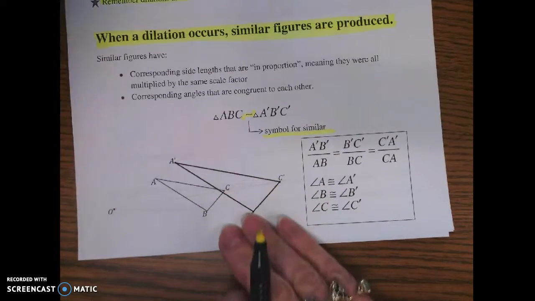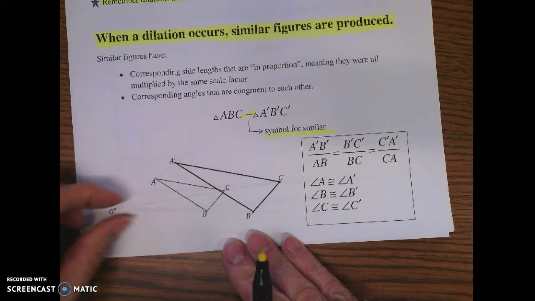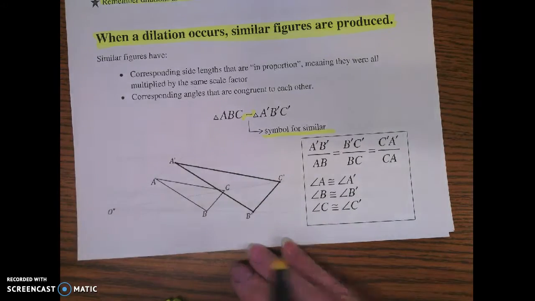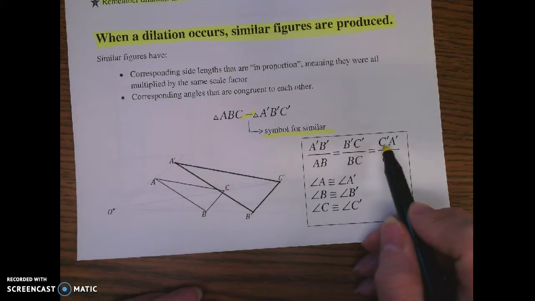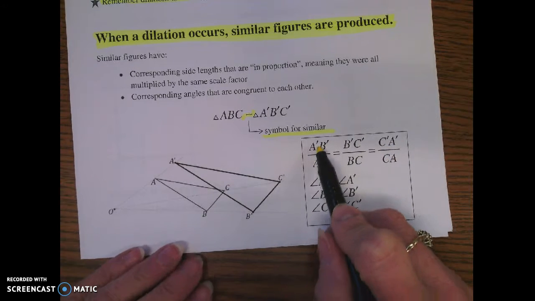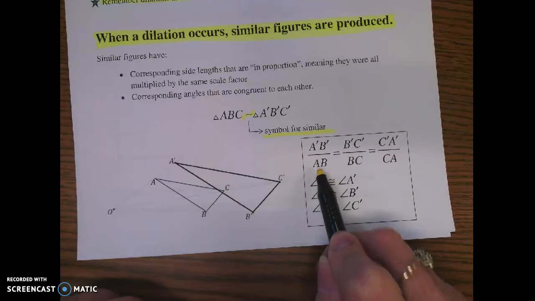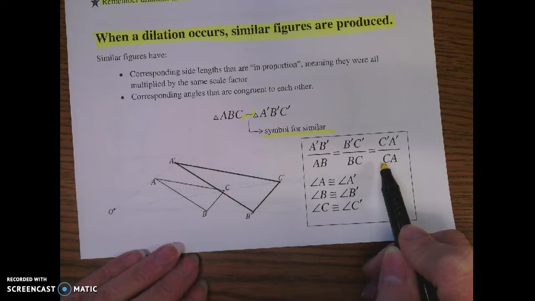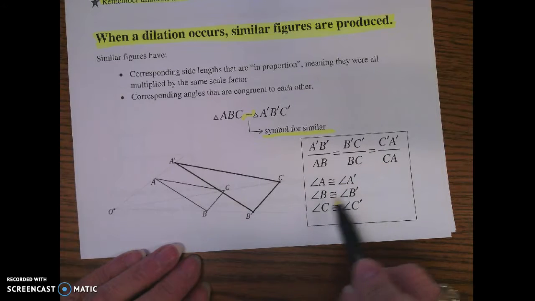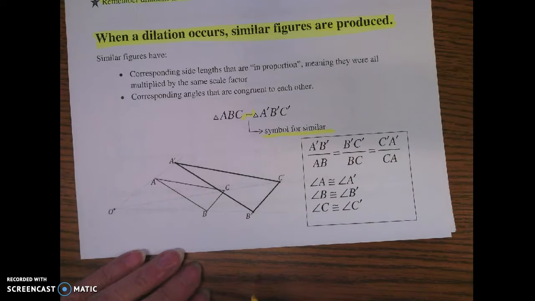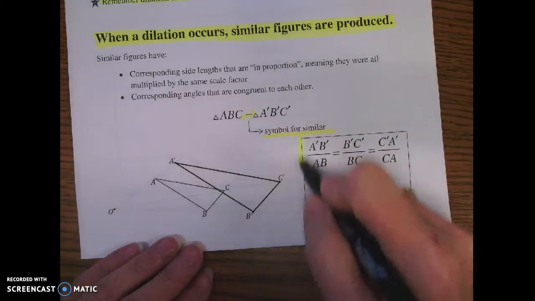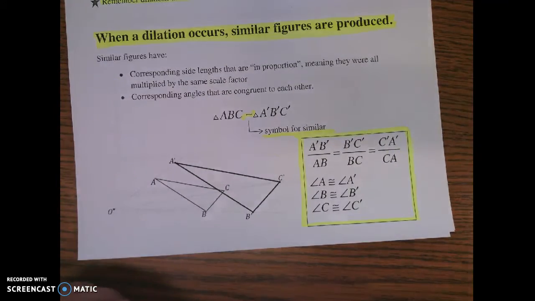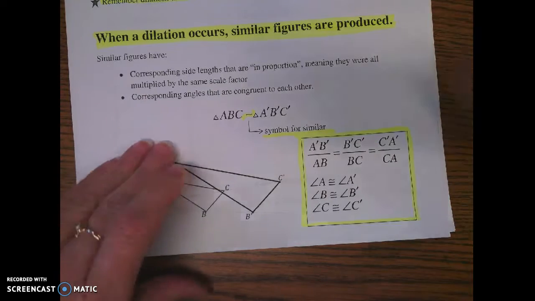So here's a picture of a dilation. Here's our center O. The image is getting bigger. It's moving farther away. Here's all your scale factors. You have image over pre-image length. So they are all equal to each other. They're all proportional. And also all your corresponding angles are congruent. So this information is all very important. So let's highlight that. And then we're going to flip the page.